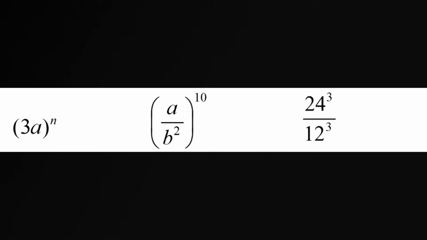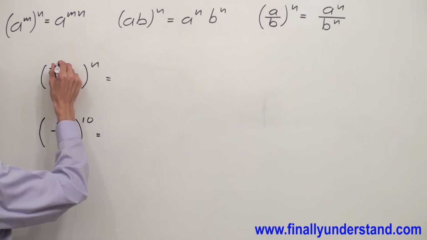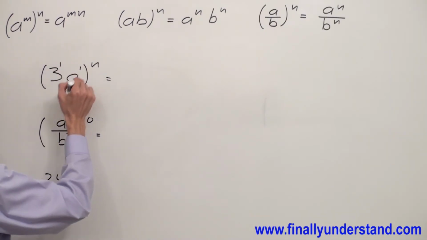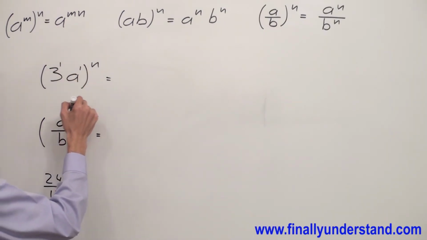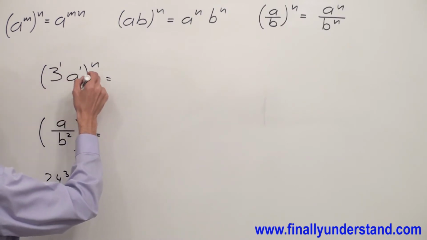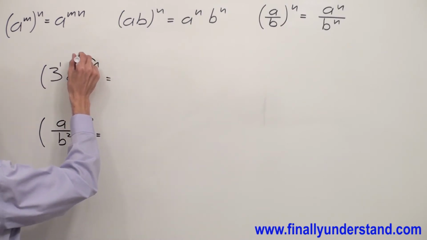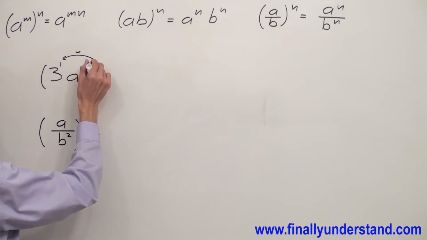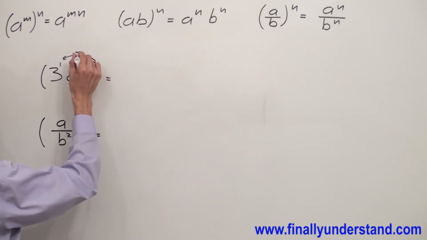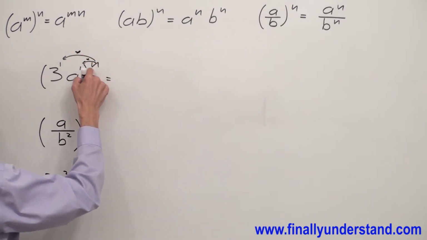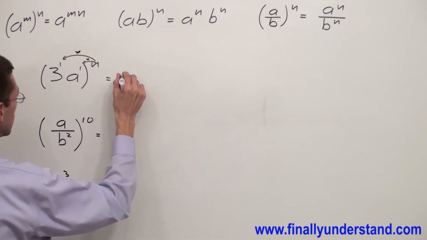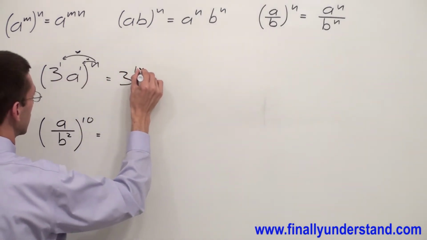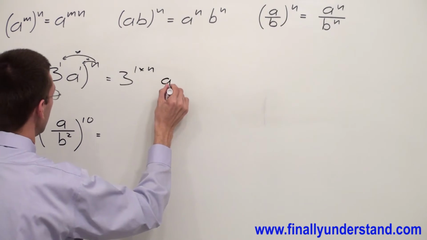3a to the nth power. Okay, we have, remember, always invisible exponents, which are ones. Now I just made them visible, and remember we have to multiply the external exponent by every single internal exponent. This is times n times 1, so I'm going to have 3, 1 times n, and a 1 times n.